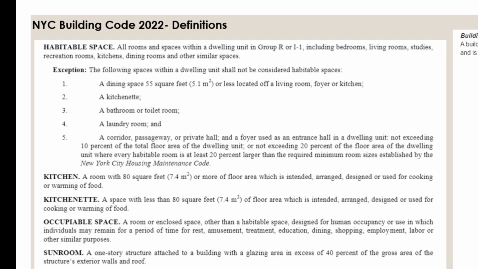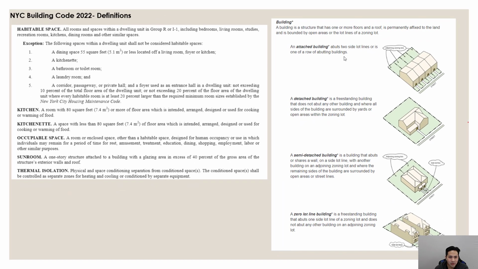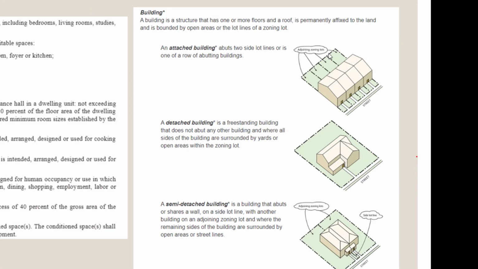Now, here's a diagram of different types of buildings based on the lot line. So the lot lines here are represented by these black lines. And the lot line basically represents the ownership of that property. Okay, so we'll just go through the different types of buildings now.